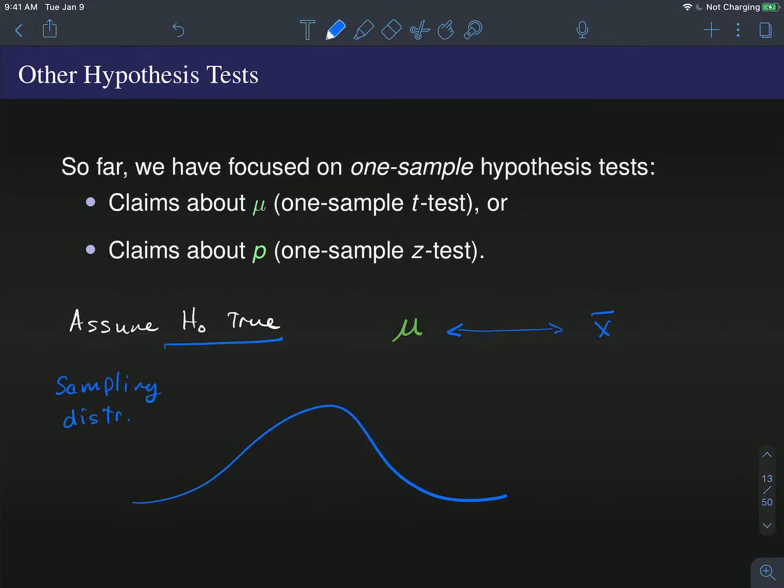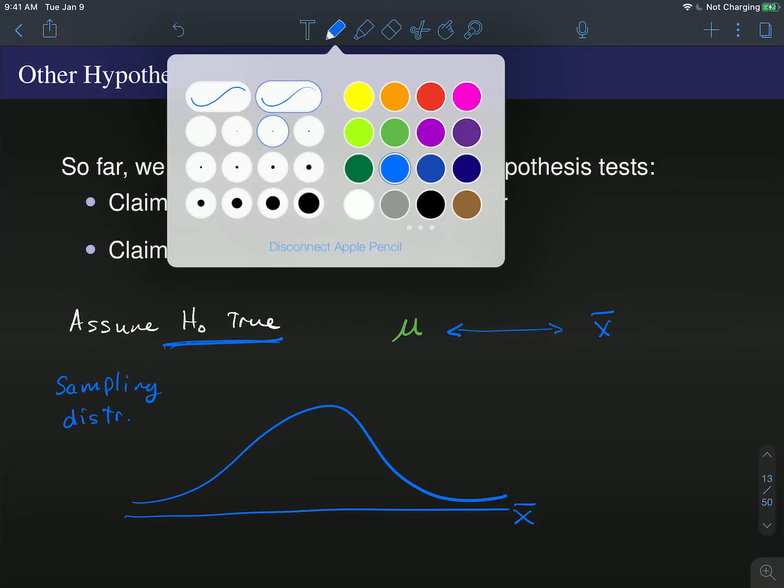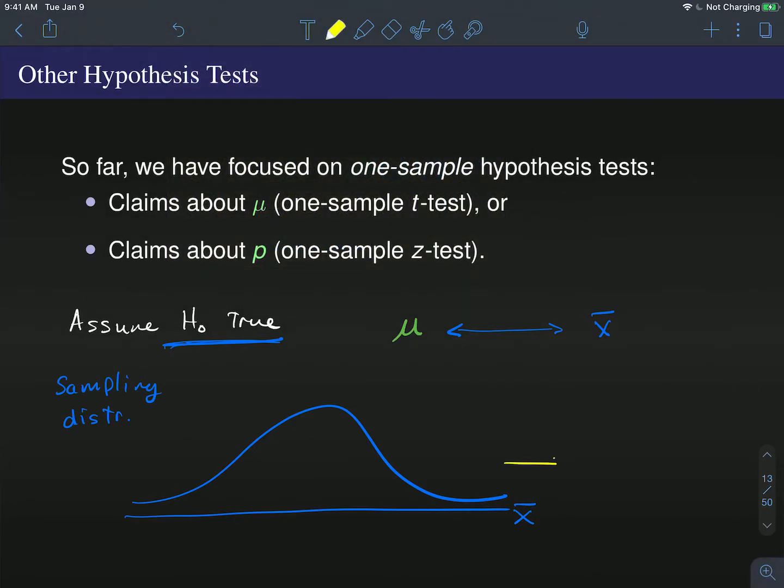For what x bar would look like, right? Where would our sample means likely fall based on the assumption that our null hypothesis, or the claim about our population parameter, is true? Once we have that, we use this to compute a p-value. And once we know our p-value, we compare that against our significance value to determine whether or not we reject or fail to reject our null hypothesis. This general process is going to be the same for any hypothesis test that you run.